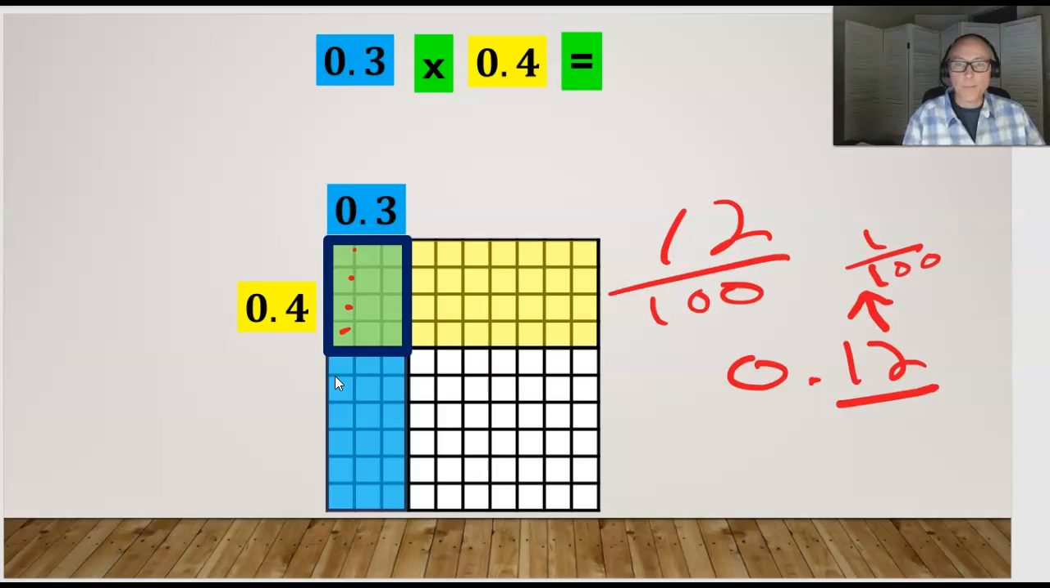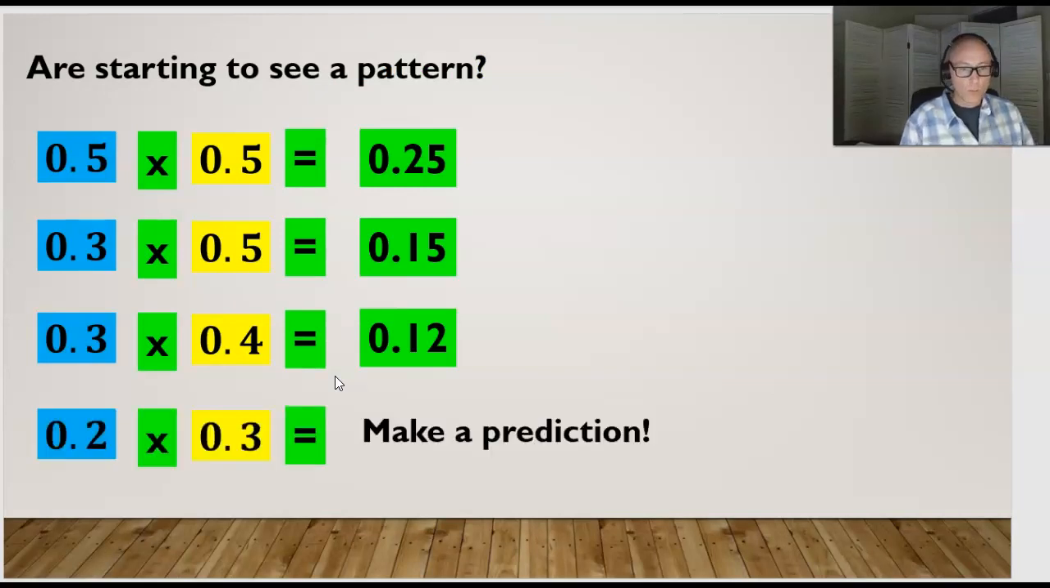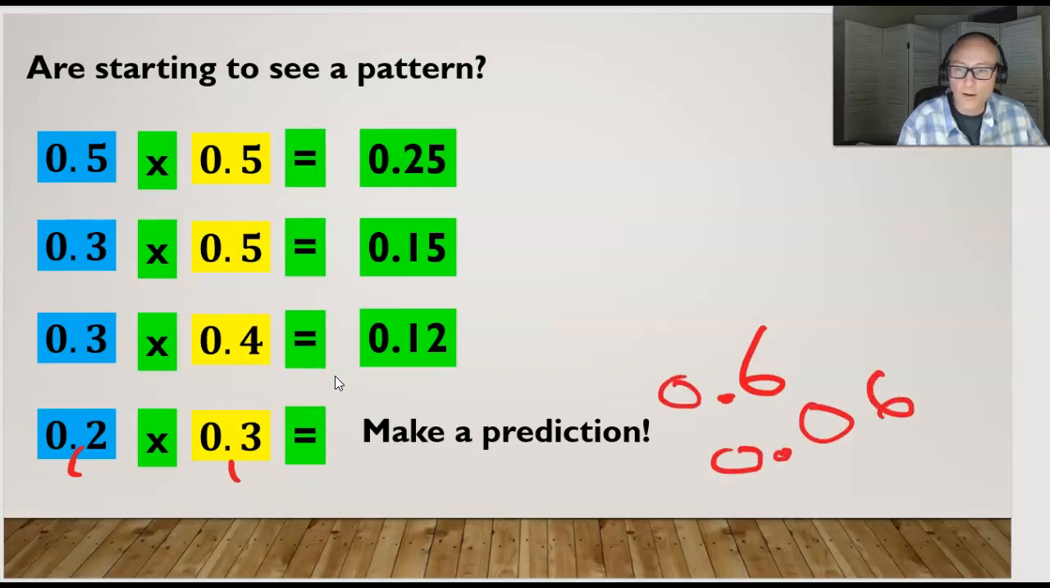So we're starting to see the pattern now. Again, how do we know where to put the decimal? Let's look at another one. Can you predict what this one's going to be? I know I could say 2 times 3 is 6. Where is that decimal going to go? Is it going to go in front of the 6, like this? I'll put a 0 there.